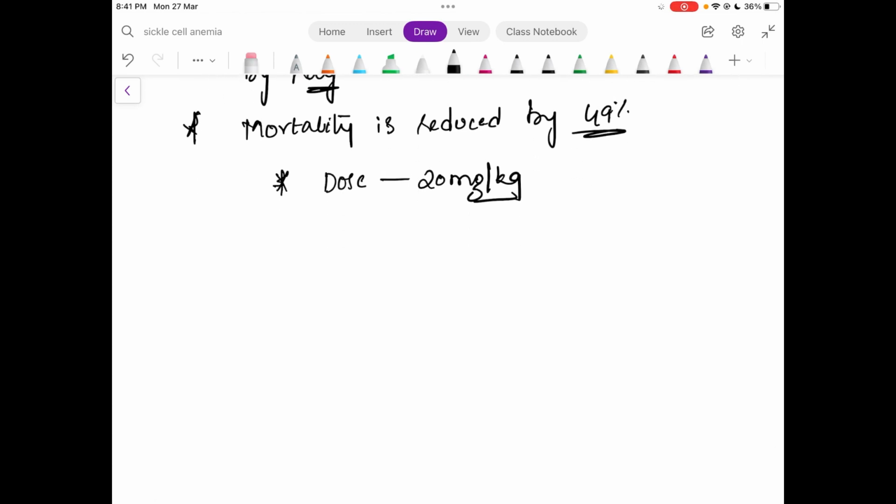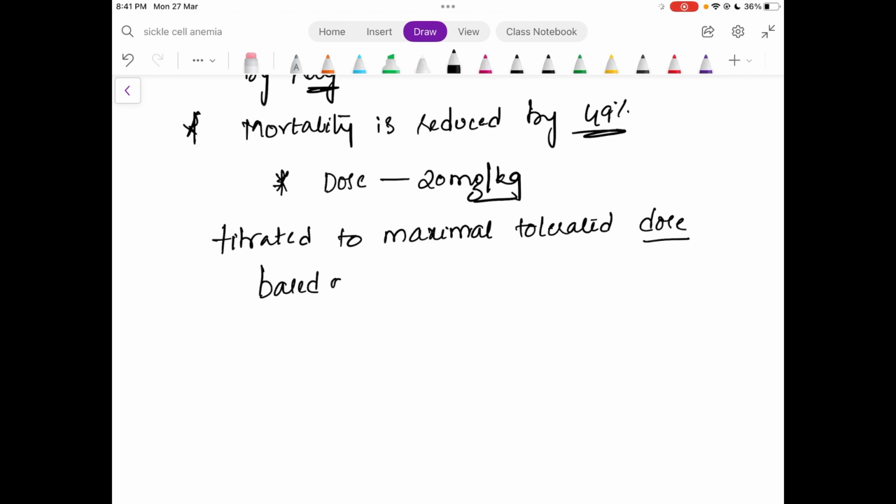And this dose has to be titrated to the maximal tolerated dose based on neutrophil count and platelet count.